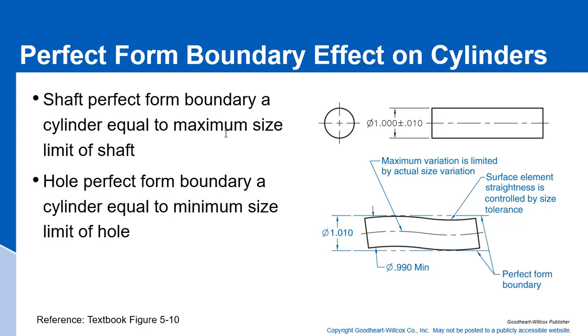And then if we're talking about a hole, the perfect form boundary is a cylinder equal to the minimum size of the hole. So the perfect form boundary on a shaft would be the maximum diameter, and the perfect form boundary of a hole would be the minimum diameter. In both cases, that's the maximum material condition.